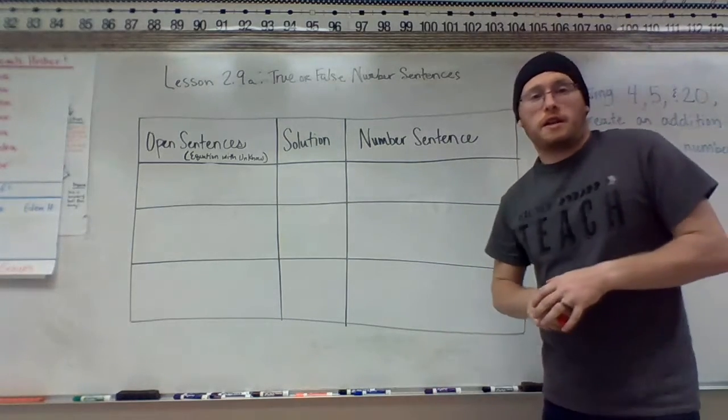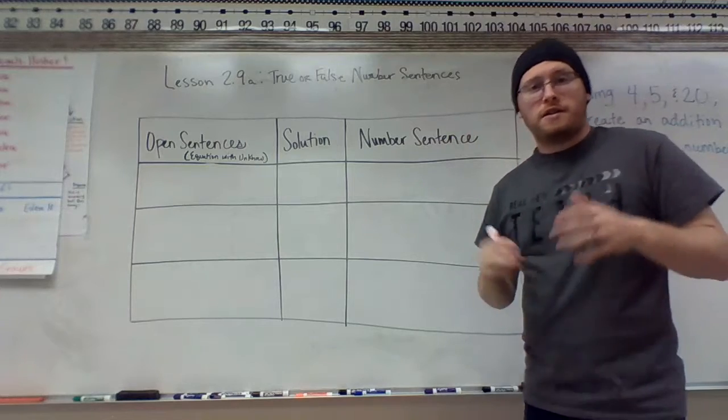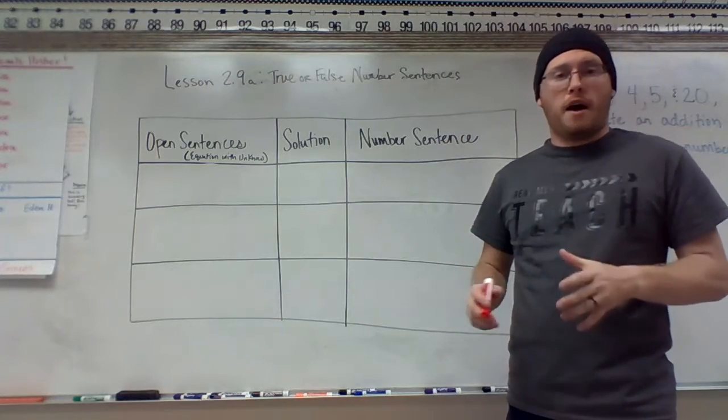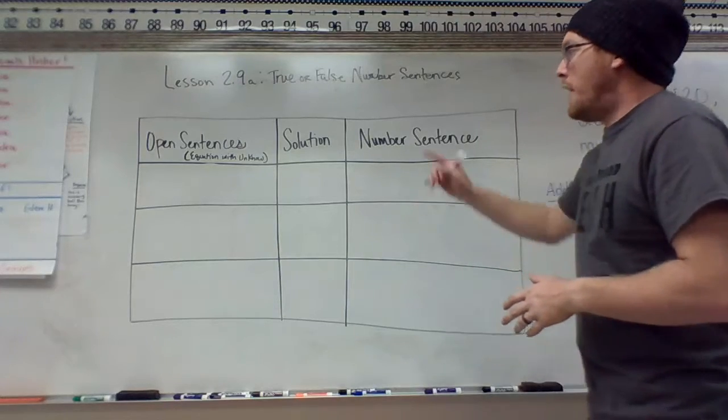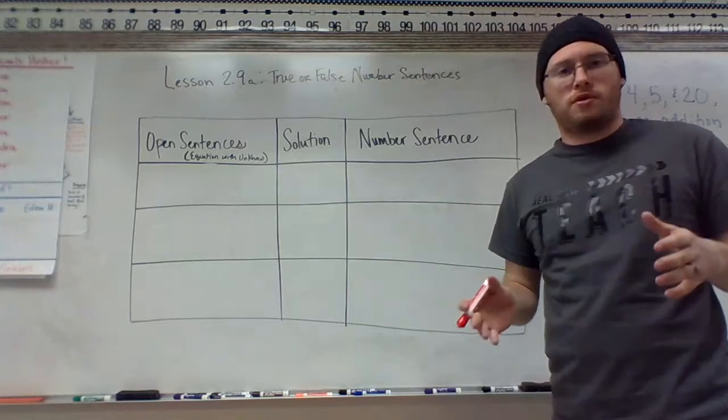Alright, so for today's lesson, we're going to be talking about true or false number sentences. And this is lesson 2.98 in our Oklahoma Essentials and Everyday Math. Alright, so we have three different sections in this true or false number sentence, okay?